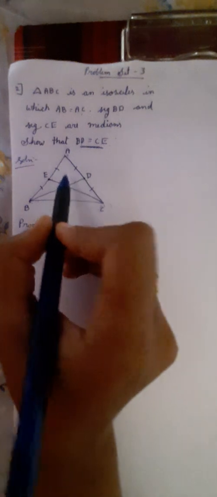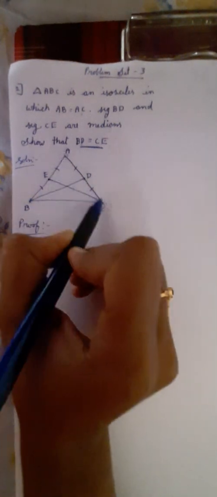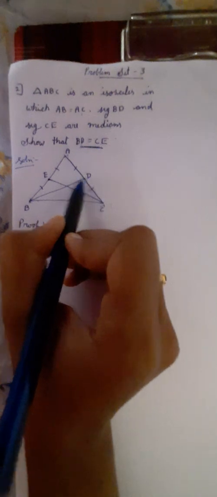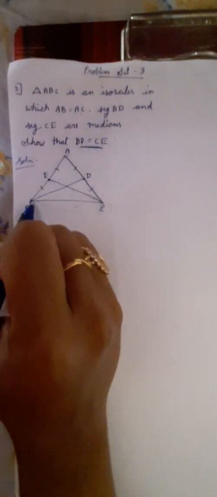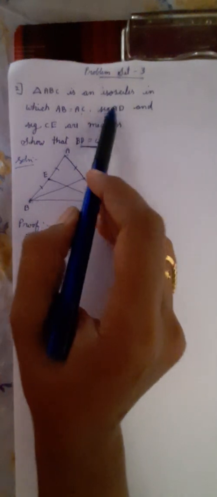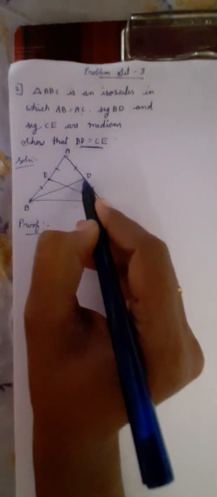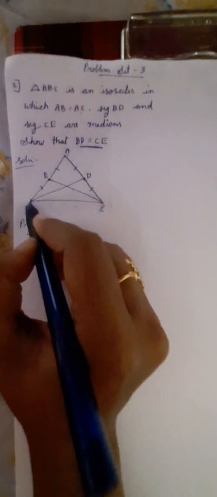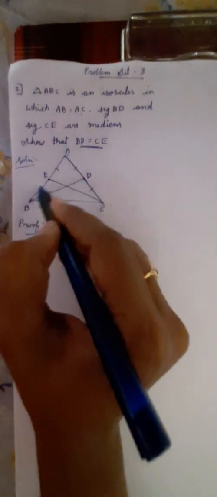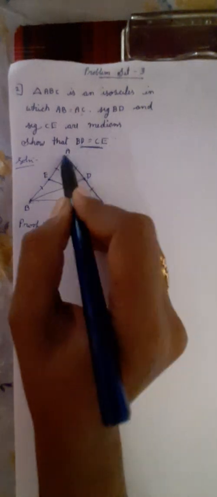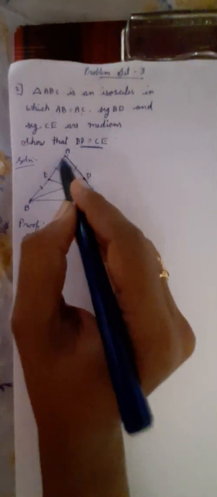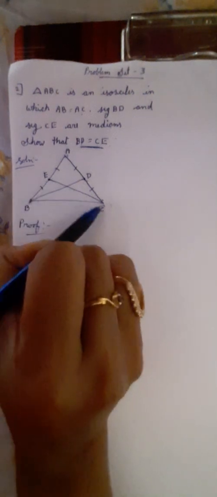What is median? Whatever midpoint of one particular side, that midpoint is joined to the opposite vertex is called median. So here in this question, seg BD is the median. So D is the midpoint of side AC, and that midpoint is joined to the opposite vertex B. So that's why BD is the median on AC. Similarly, E is the midpoint of AB and opposite vertex of E is C. So CE is the median on side AB. That is given in the question.